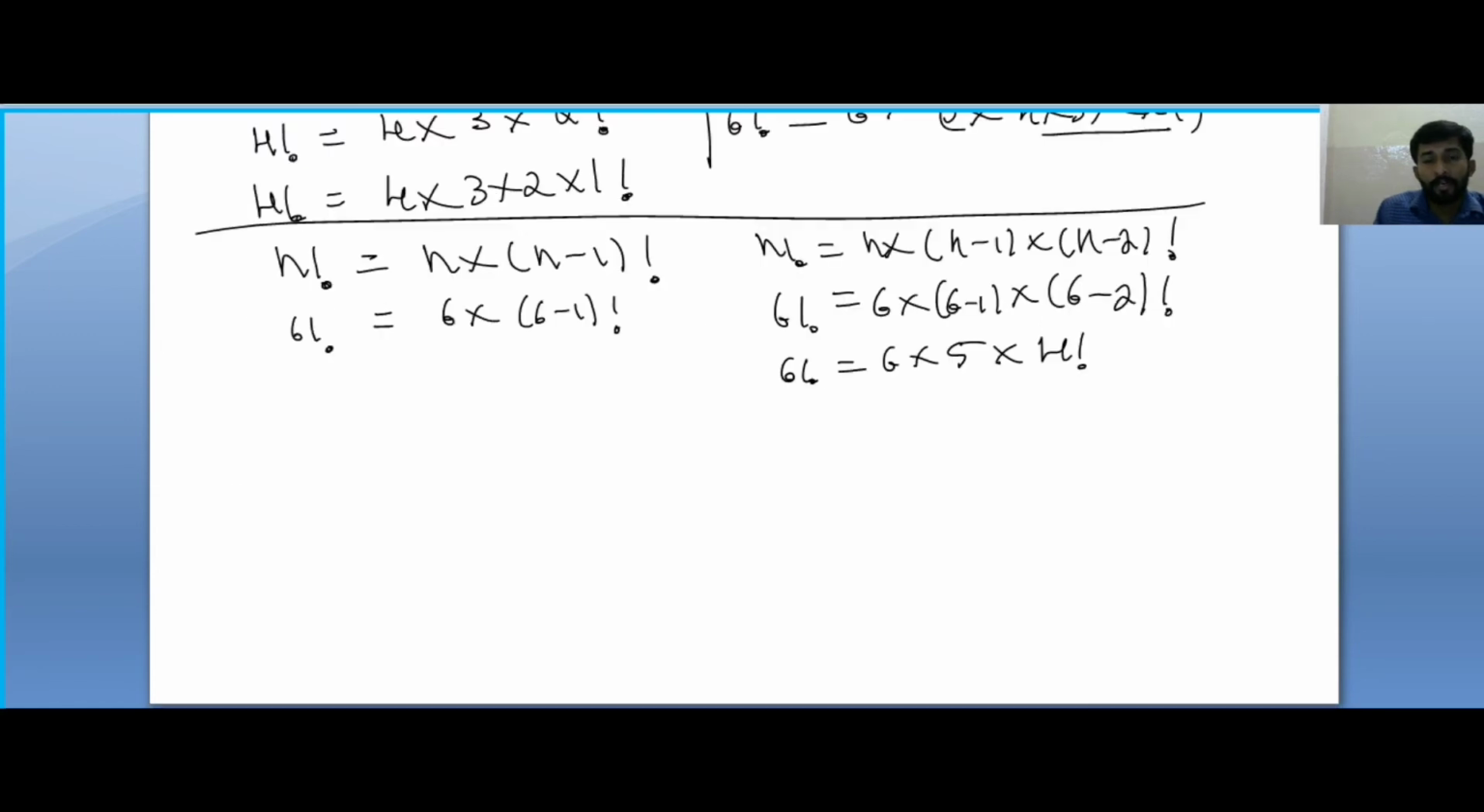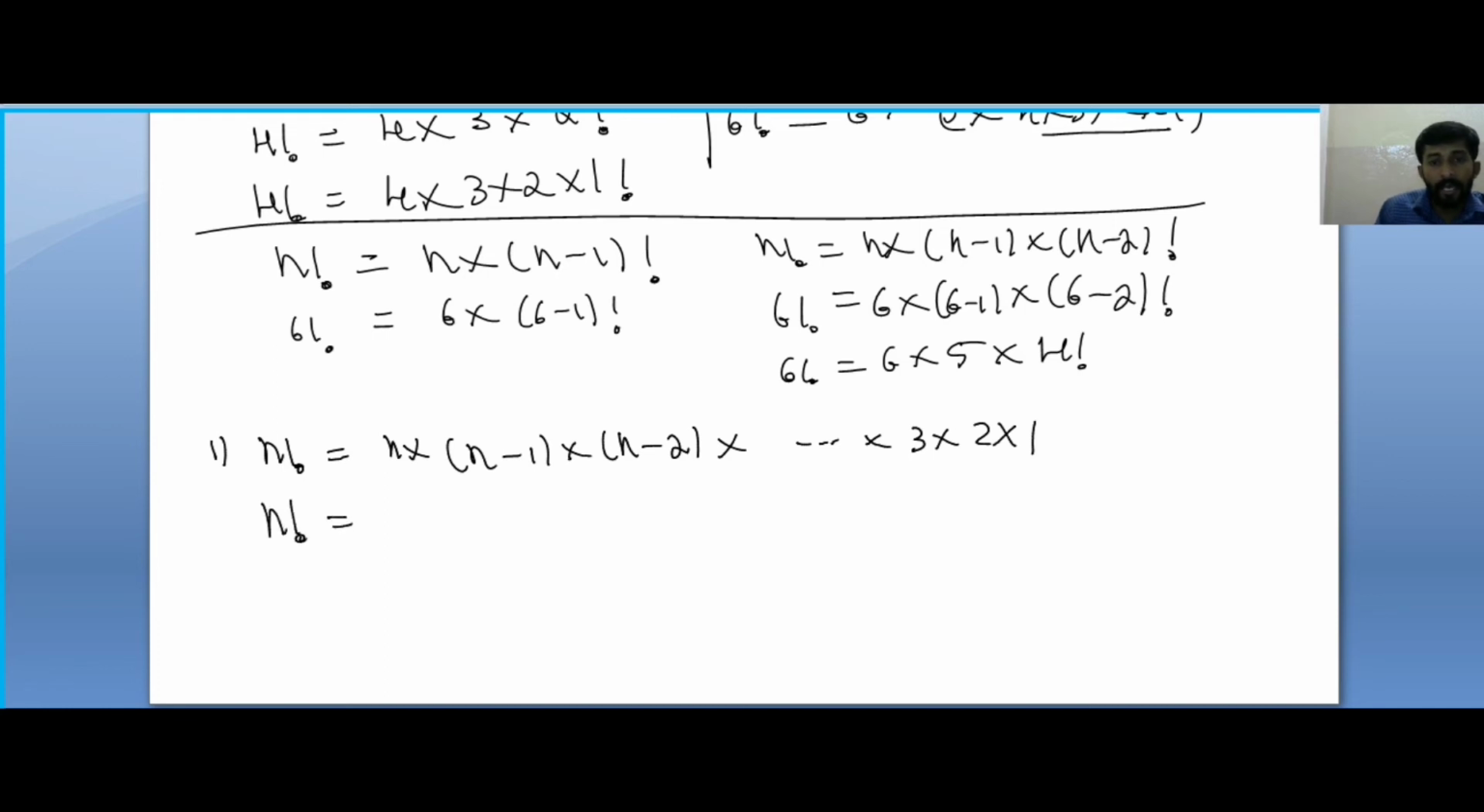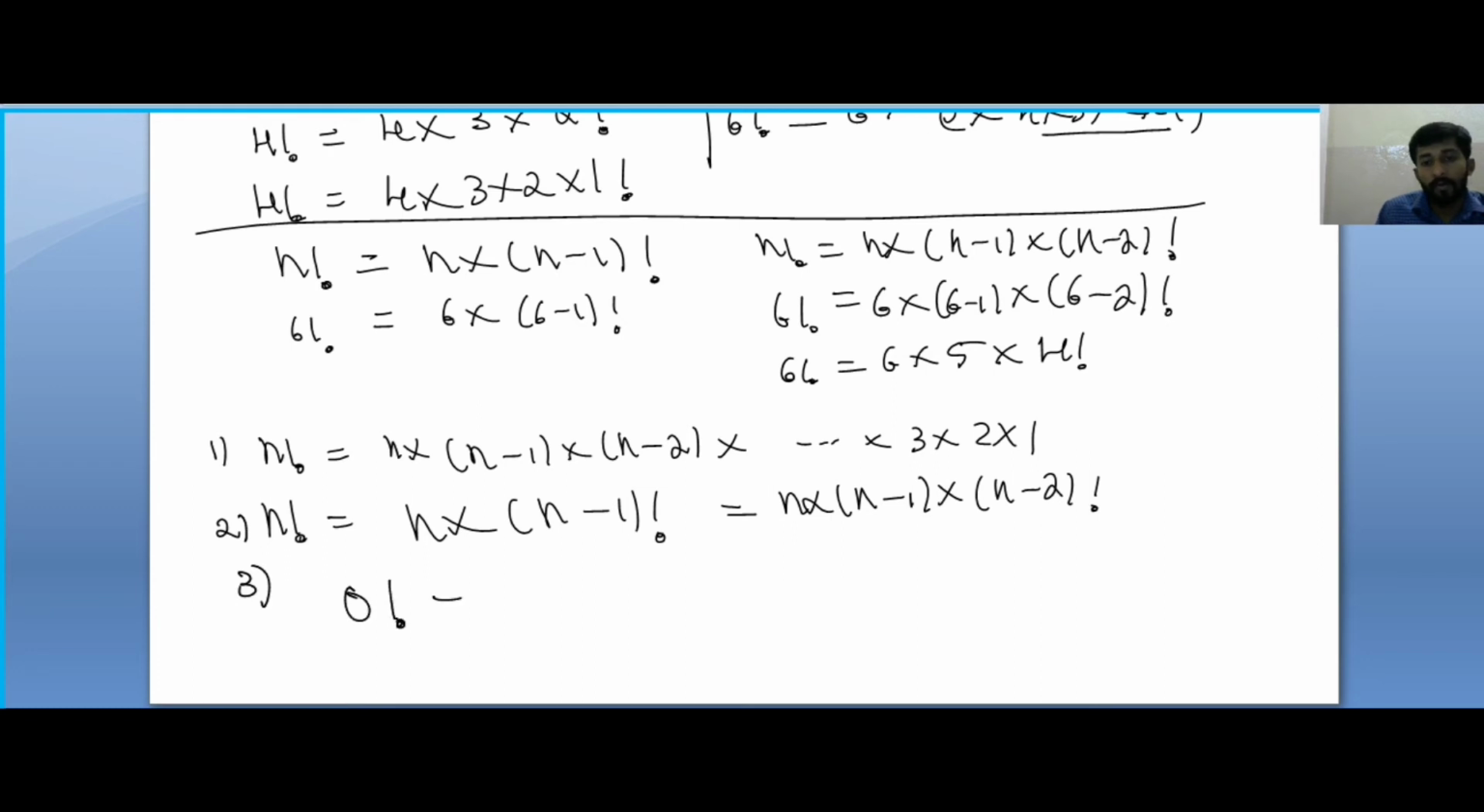So in factorial notation, you need to remember these three formulas. First one: n factorial is n into n minus 1 into n minus 2 and so on up to 3 into 2 into 1. That is the product of the first n natural numbers. Here I am writing it in descending order. Second, n factorial can be written as n into n minus 1 factorial, or as n into n minus 1 into n minus 2 factorial. Likewise, it continues. Third, a very important value: the value of 0 factorial is equal to 1.